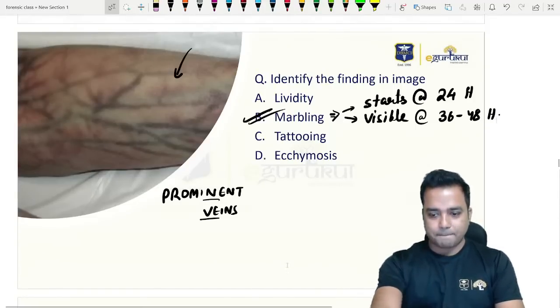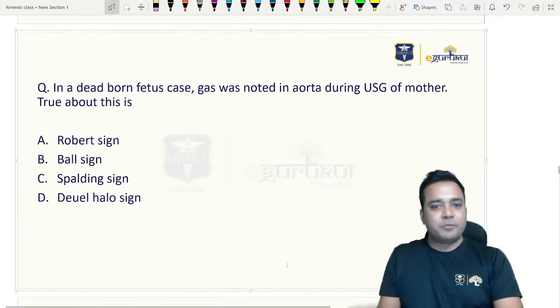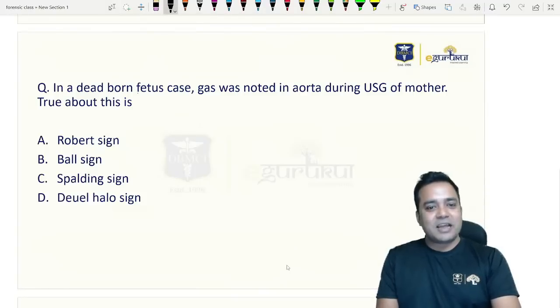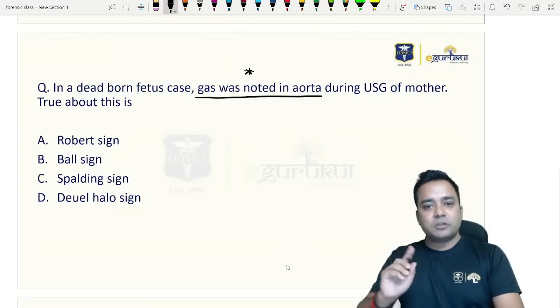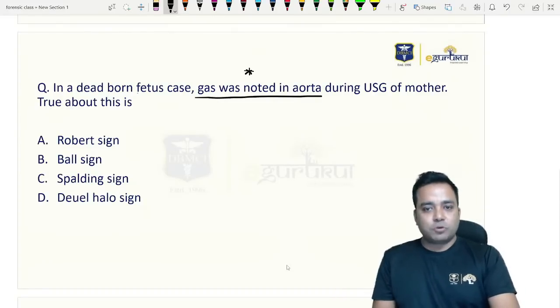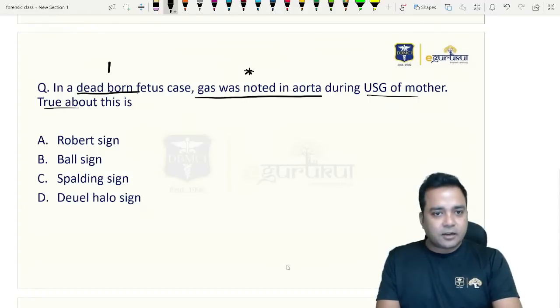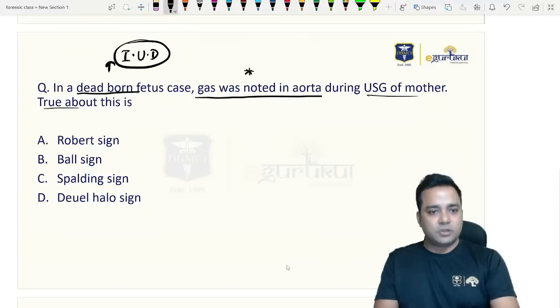Let us move on. Phir se ek aur baby question. In a dead-born fetus, the question was also like a baby question. In a dead-born fetus case, gas was noted in aorta. But yes, if you have read the subject nicely, all the FM questions were doable. Gas was noted in aorta during USG of the mother. Obviously, the mother will be pregnant. True about this is, because dead-born fetus ka matlab kya hota hai? Intrauterine death. The fetus has died inside uterus. So yes, this goes with Robert's sign.